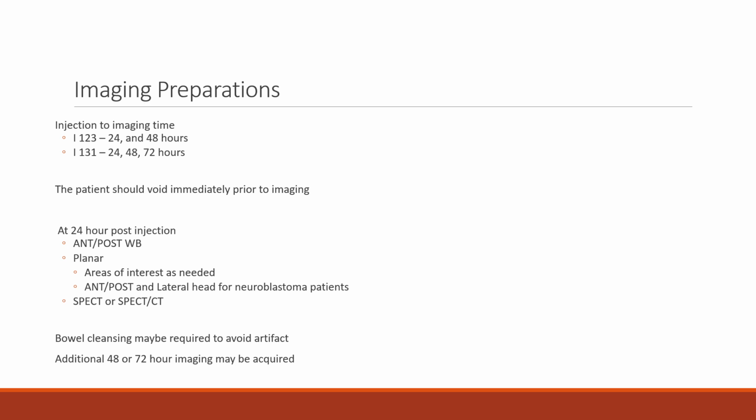Patients should void immediately before imaging. And then 24 hours after the injection, you do anterior, posterior whole body, followed by any planar spots that you need, and then SPECT and/or SPECT CT. Bowel cleansing may be done, and then additional 48 or 72-hour imaging may be required. Spot views are superior in image quality and are preferred in children. It's because you can accumulate for longer and you can get closer to the patient. It is recommended to start with the pelvis views so that you have an empty bladder and then move up if you need to.